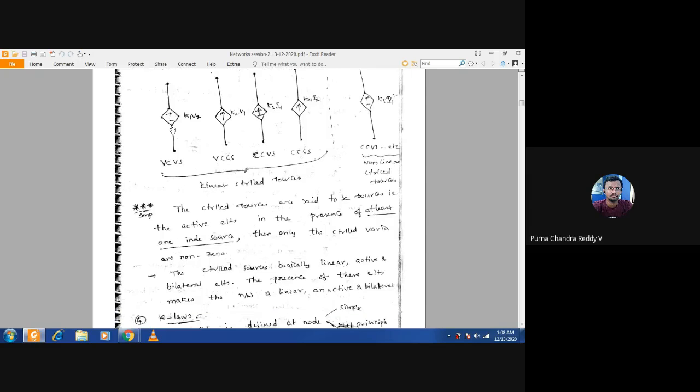Okay. In order to make a circuit function, we have to have at least one independent source. The independent source may be anything. It may be a voltage source or it may be a current source.